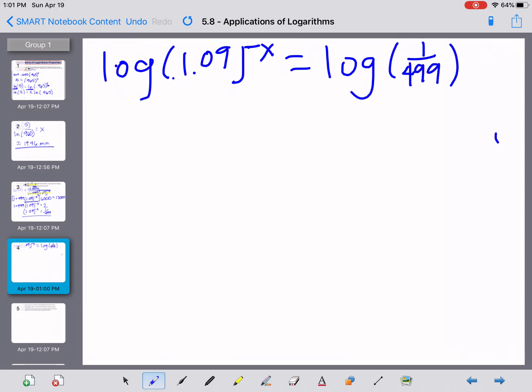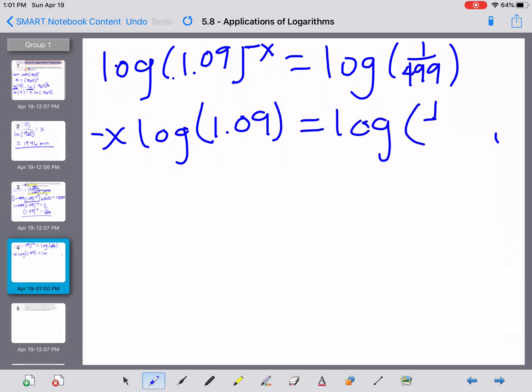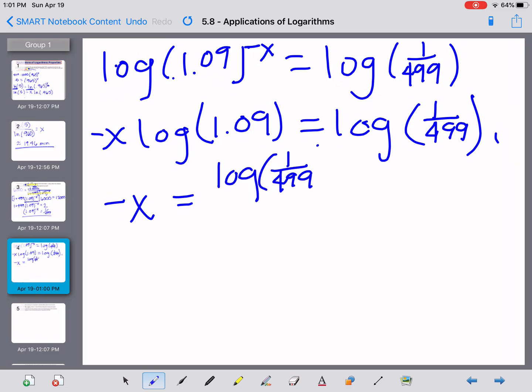Okay. So again, the whole point is bringing that down. It doesn't matter if it's negative or positive, I'm going to bring that whole negative x down. So now I have the negative x times log 1.09, which is what I wanted, equals log of 1 over 499. Now I can just divide. So now I have negative x equals log of 1 over 499 divided by log 1.09. This is a prime example of keeping your work organized to see what you're actually dividing by.